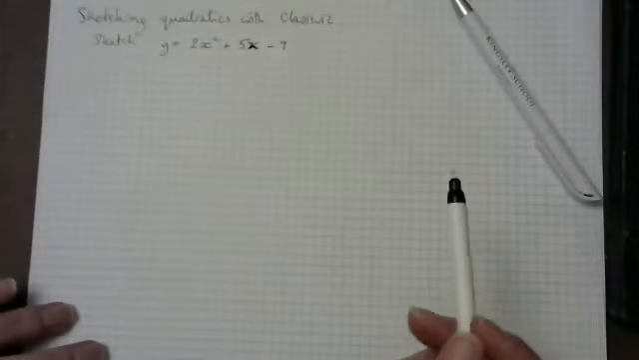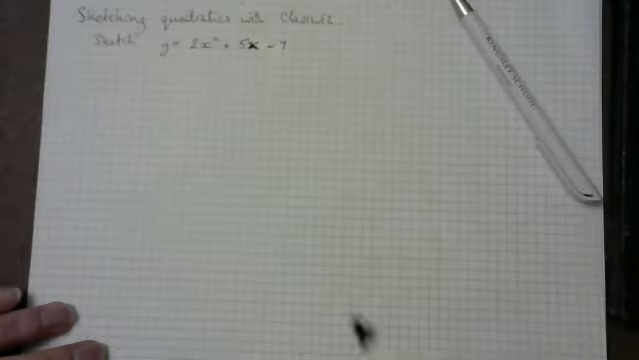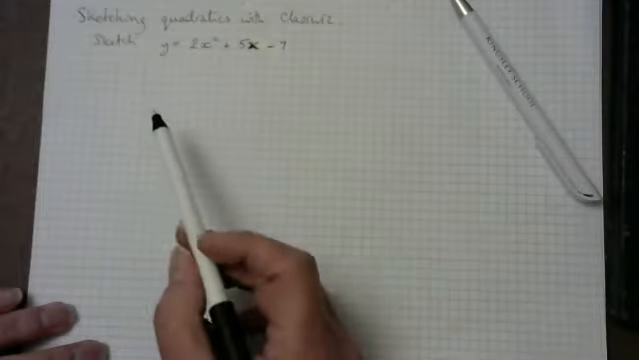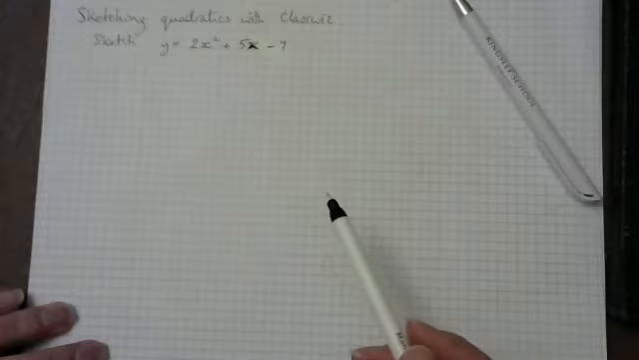So today we want to sketch a quadratic using the Classwiz calculator. To begin with, here's an equation, y equals 2x squared plus 5x minus 7. That actually does factorise quite easily, so we could solve it without the Classwiz.